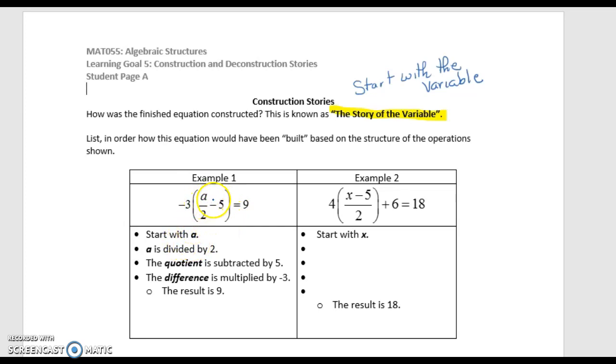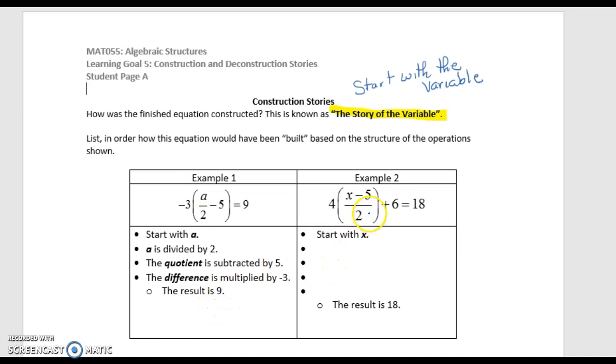Here is our variable a, so we always start with a, and then we notice that a is divided by 2. This division problem is a quotient, and that quotient is subtracted by 5. This difference, because a difference is the answer to a subtraction problem, this quantity, is now multiplied by -3, and the result of this entire multiplication problem is 9.